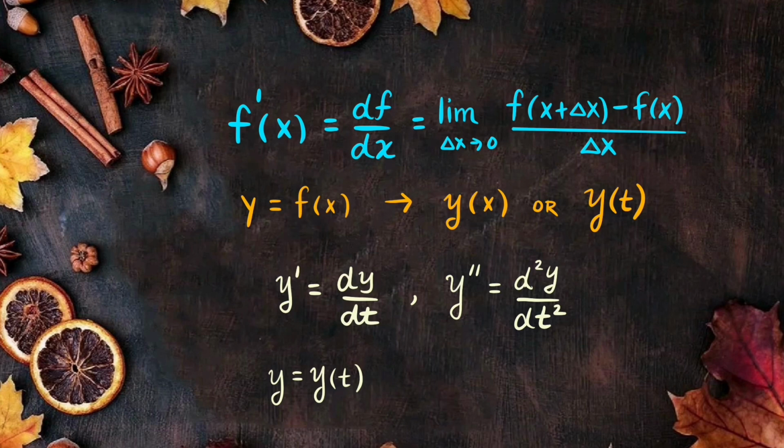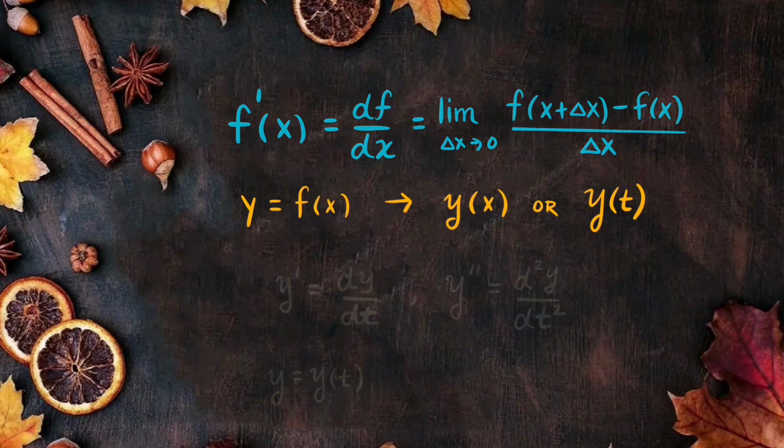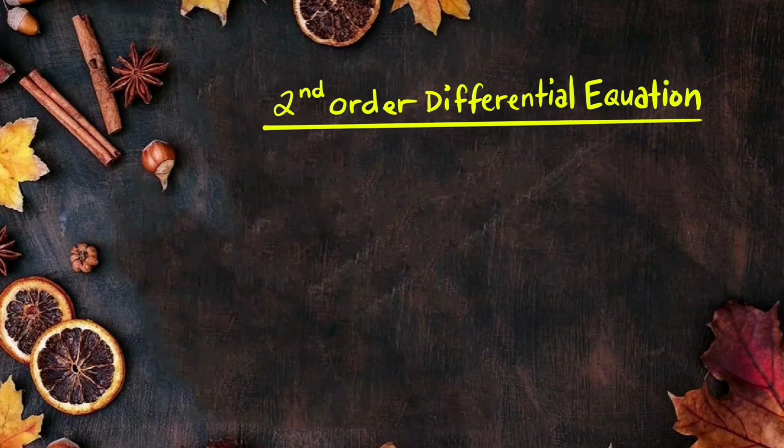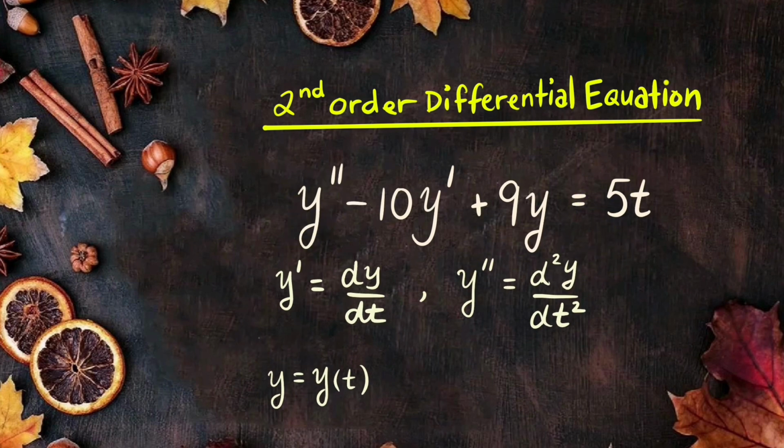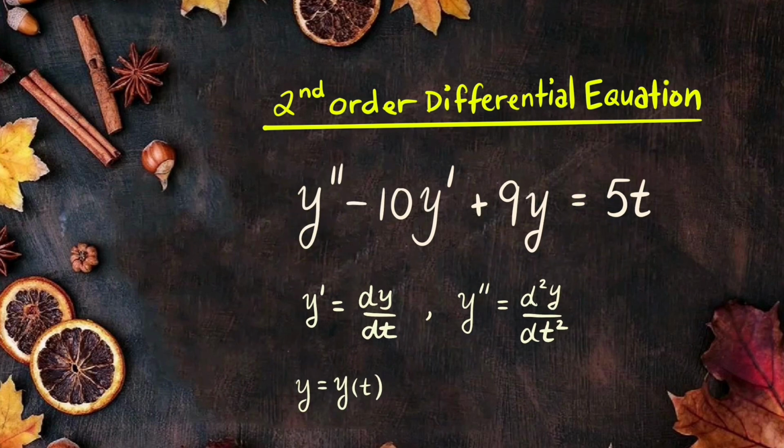Now, a differential equation will often contain derivatives of many different orders. The higher the order of a differential equation, the harder it becomes to solve. Here we'll focus our attention on second-order differential equations such as this one, y double prime minus 10y prime plus 9y equals 5t. The goal in solving such a differential equation is to find the function y of t.